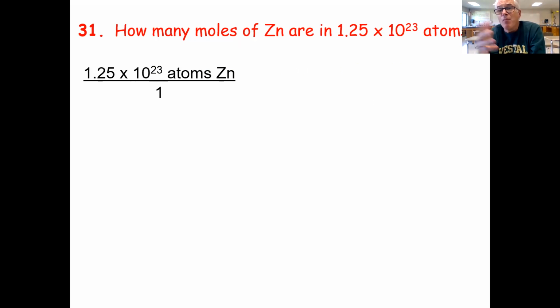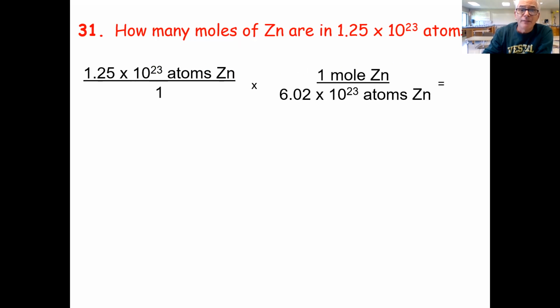We want to figure out how many moles it's going to be. So we have to multiply it by atoms on the bottom and moles on the top. That way the atoms of zinc will cancel, numerator and denominator, and the unit that's left is going to be moles. And look what happens. Boom! We cancel out the atoms of zinc in the numerator with the denominator. They divide to 1.